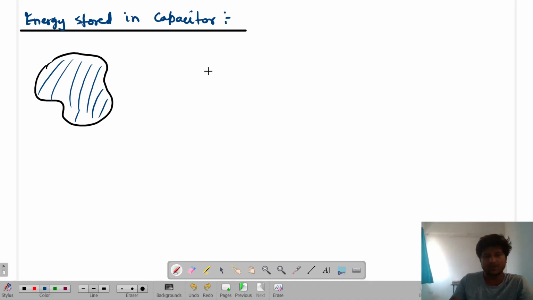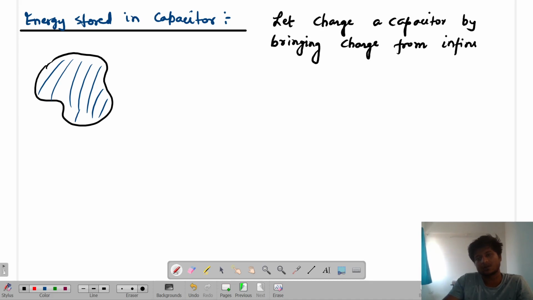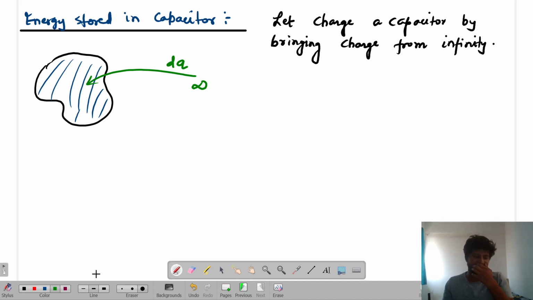So look over here, what I'm doing is bringing some charge from infinity. Let's charge a capacitor by bringing charge from infinity. Is that clear? That will develop some charge. Let me draw a big line. There is this point infinity, and I'm bringing some charge dq from there. Are you able to get me?